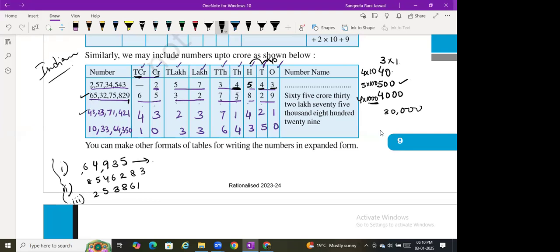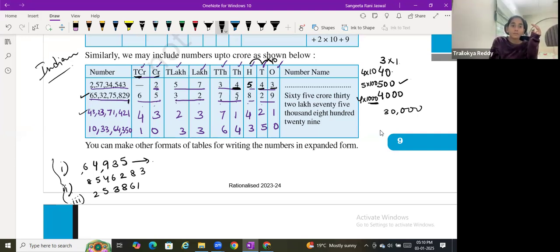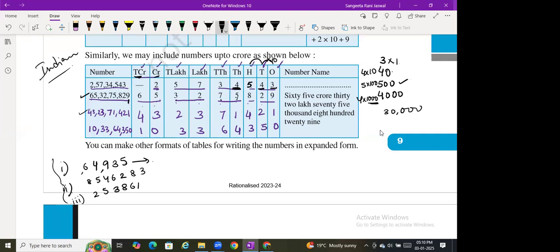Don't be doubtful in this, because these types of questions will come for your 1 mark in your objective test. Don't be doubtful here. Just keep this table in your mind. If you don't have it, then write it in your notebook and refer to it.